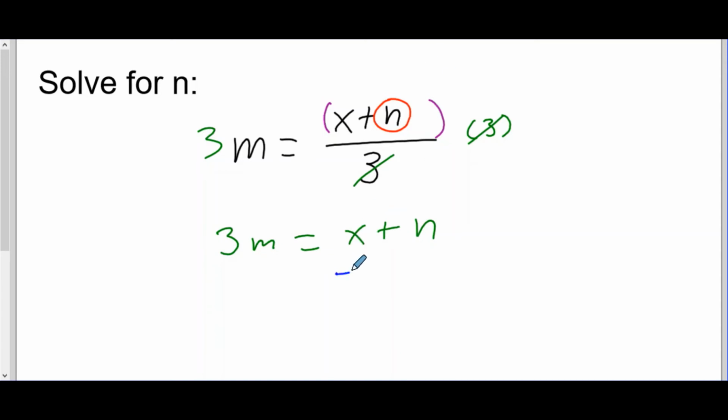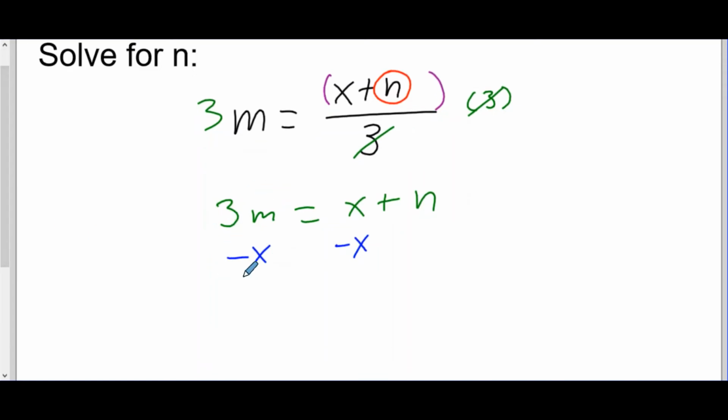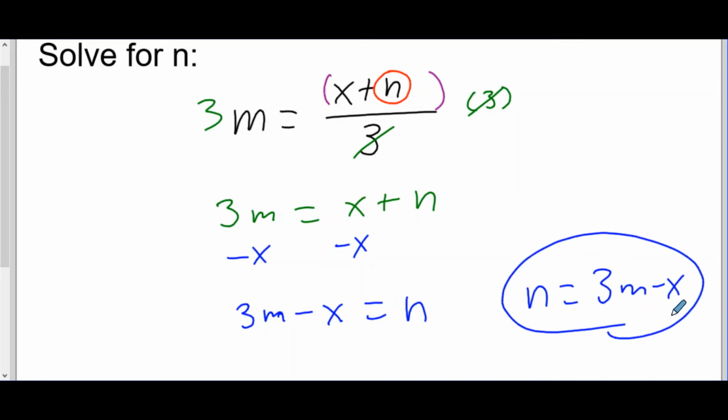To get rid of my x, I'm going to subtract. And again, I can't actually combine those. They're not like terms, so it's just going to stay as 3m minus x. Let me get my eraser. 3m minus x equals n. And you can always rewrite it with the n in the front if you want.